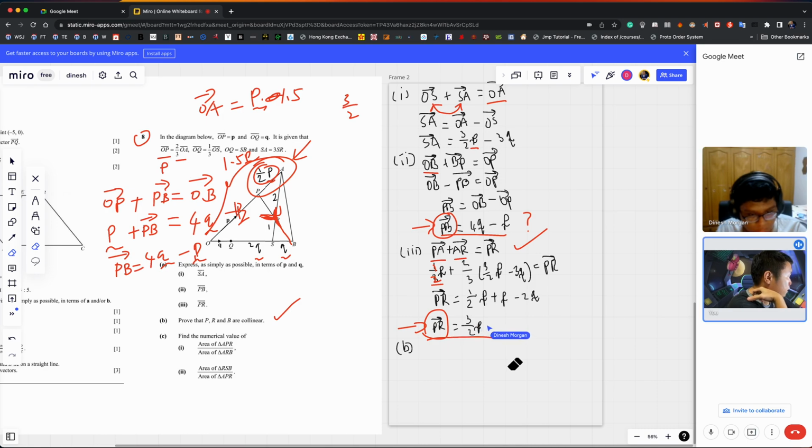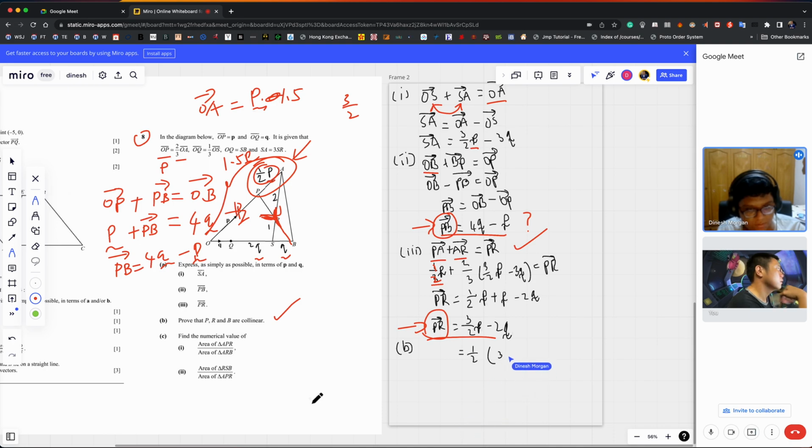Okay, I think right now it should look good. So you take out half. 3. Wait, should I take out half? 3p minus 4q. Okay, hold on. Let me just double check your AR. How do you get AR? Oh, wait. AR, AR is this, right?